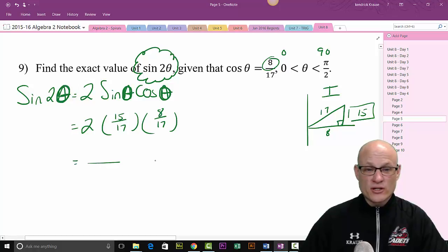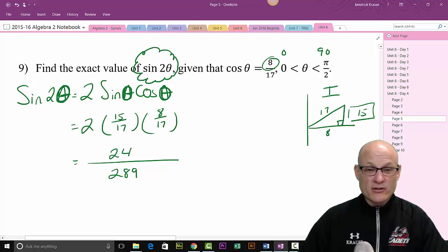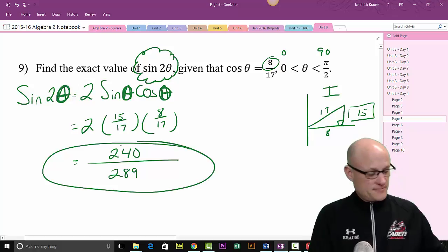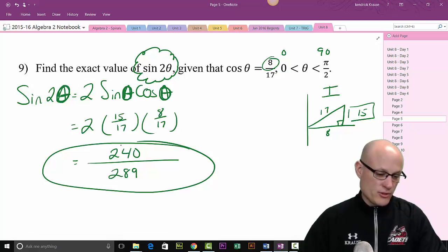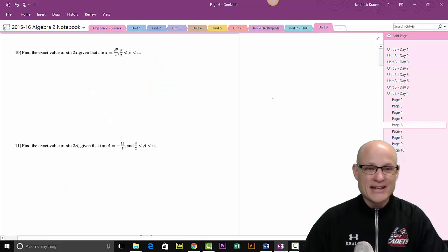All right, we're almost done. Multiply. 17 times 17 is 289. Do it on your calculator if you want. 2 times 15 is 30. 30 times 8 is 240. And again, you could just put this in your calculator if you want to, but you'll get that answer. All right, kids, that was 8. That was 9. 1, 2, 3, 4, 5, 6 more to go. Going to 10.